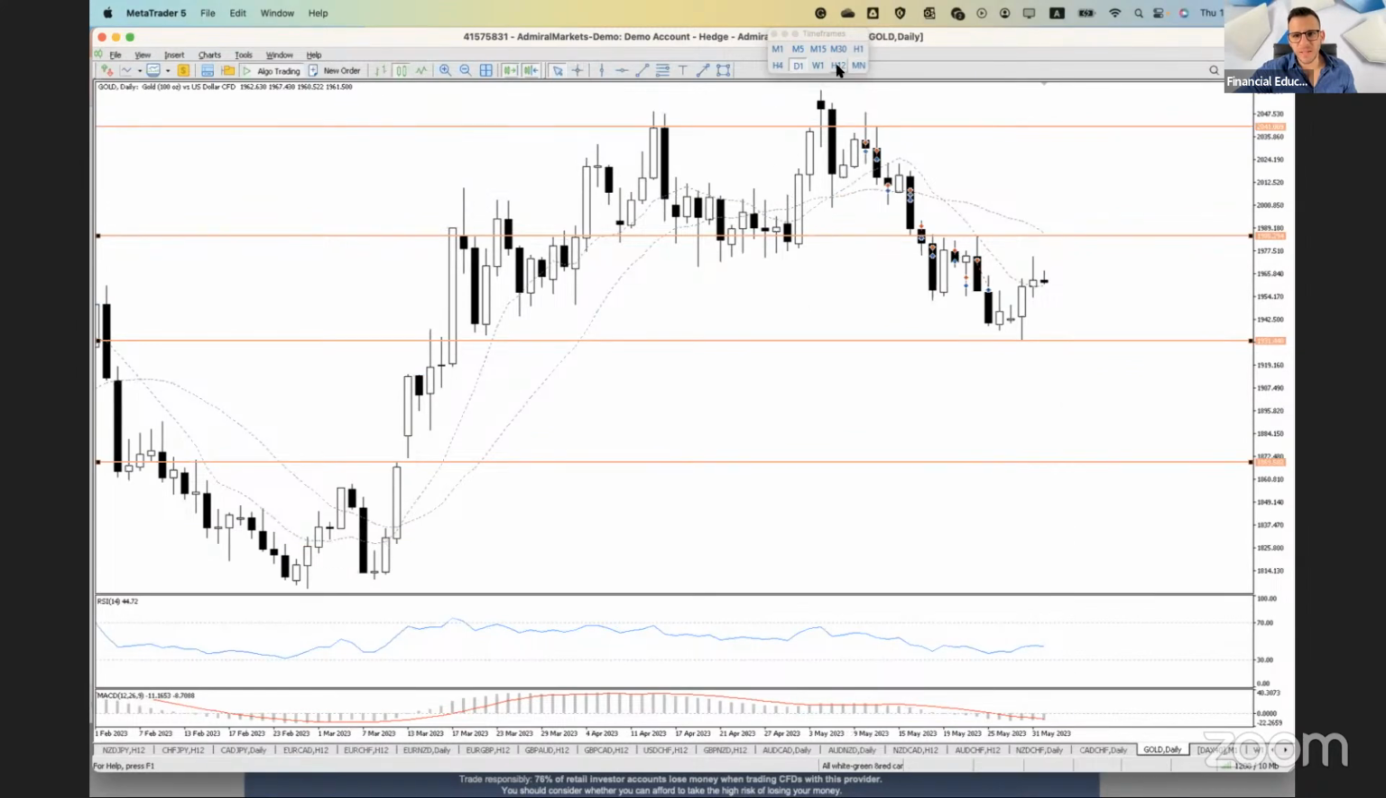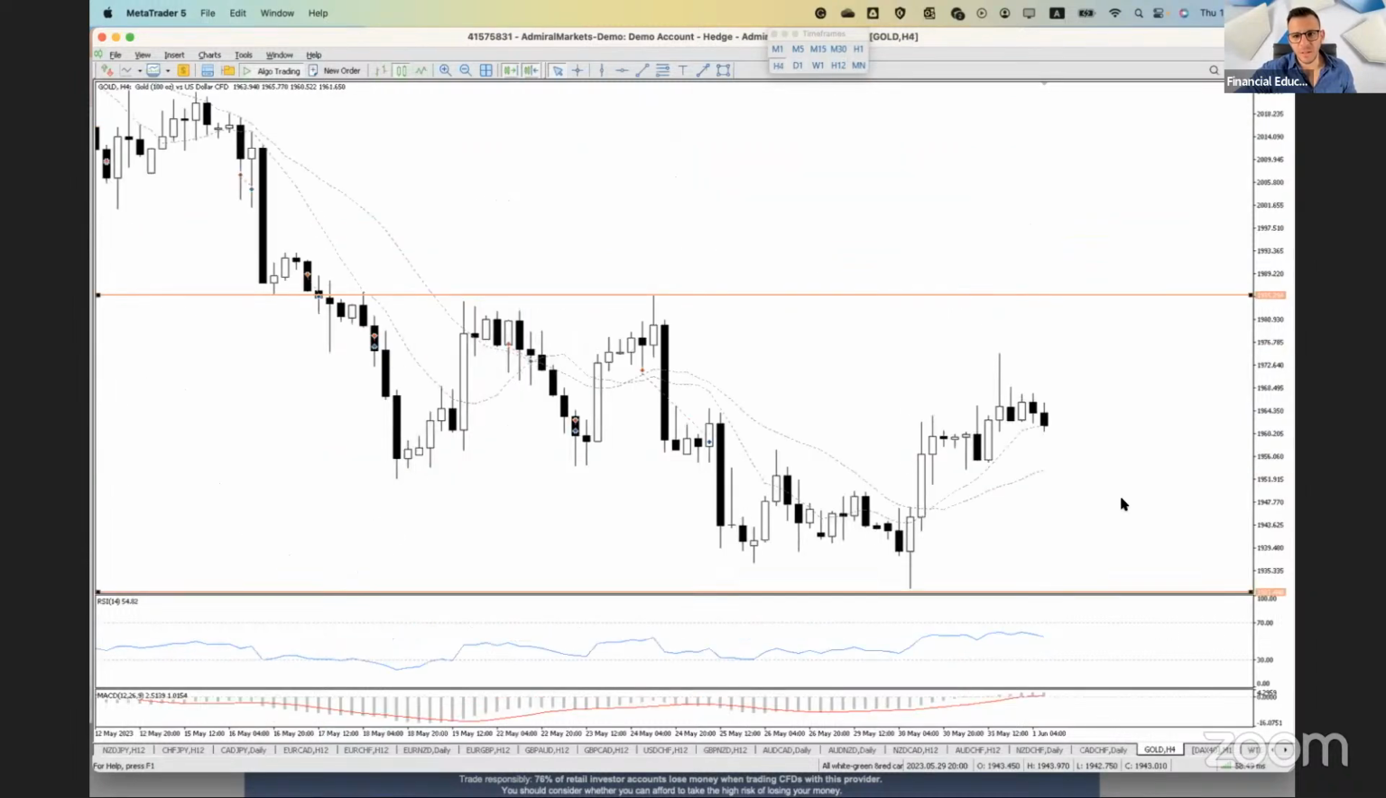Pretty much the same, no? I mean, two candles of the 12-hour chart coincide with the daily chart. So it's a bit of a battle here.